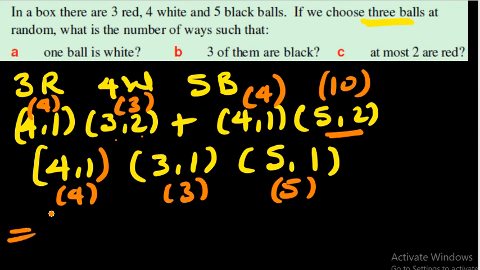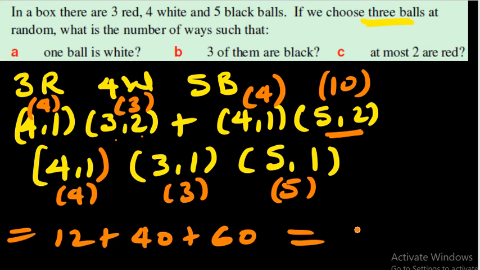So what we will have now, 4 times 3 is 12, plus 40 plus 12, not 12 actually here, 20, 60. So total number of ways will be 112. So this is the answer. Try to be curious on the way of combination. So this is it.